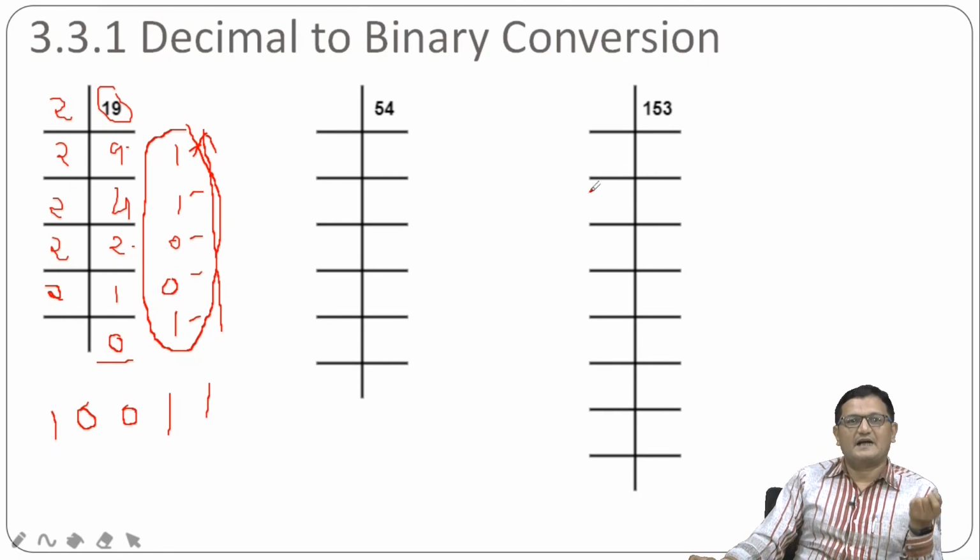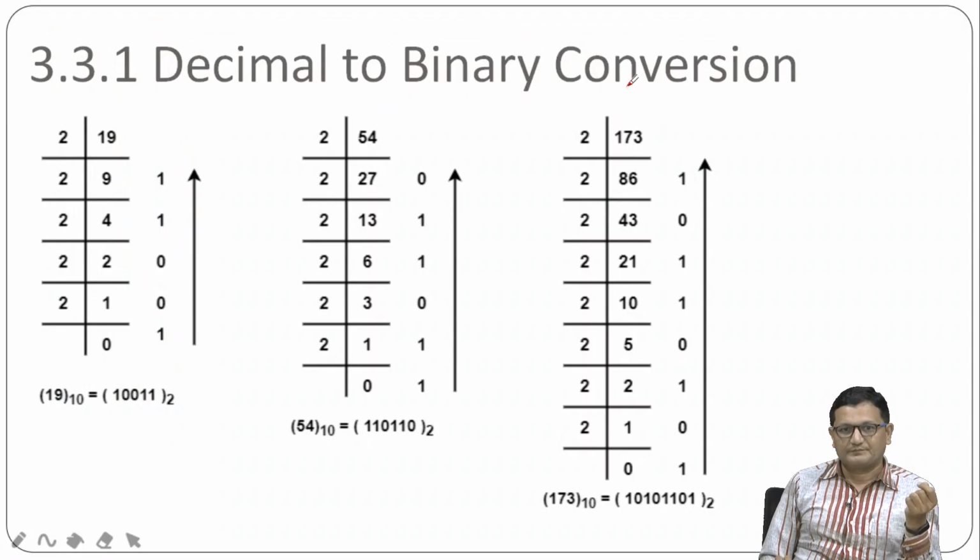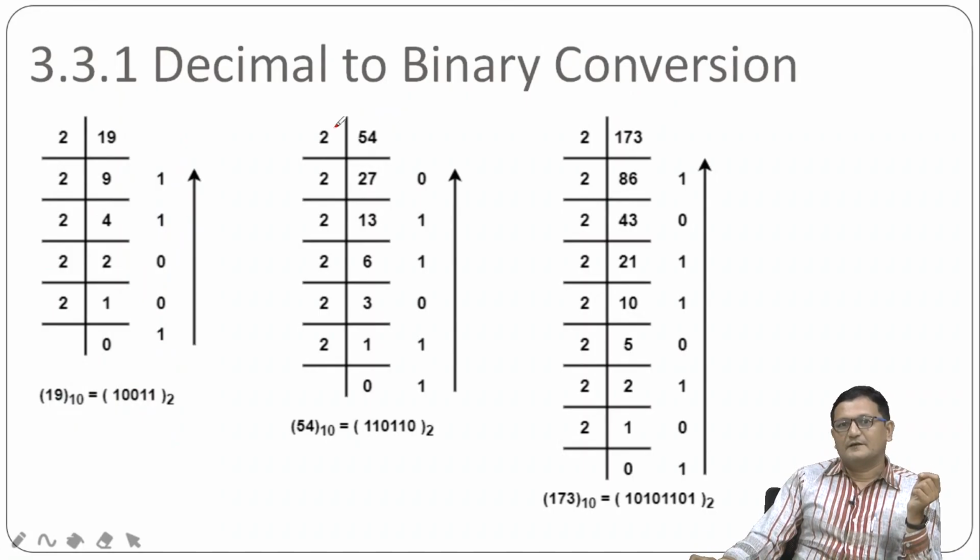Similarly, you try to convert this 54 into binary and this 153 into binary. See, the answer is this. We have 54. First of all we divide 54 by 2, because it is even, and we get remainder 0, and we know that 27 2s are 54. Again you need to divide this 27 by 2. So 13 2s are 26, but the number is 27, so we put one remainder here.